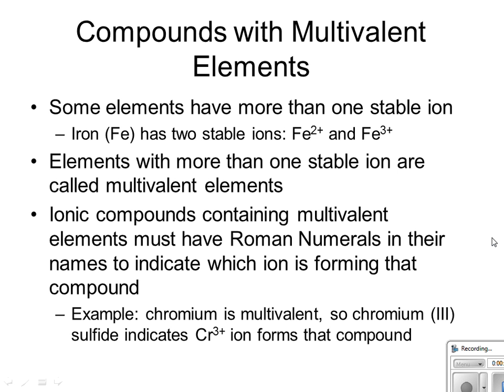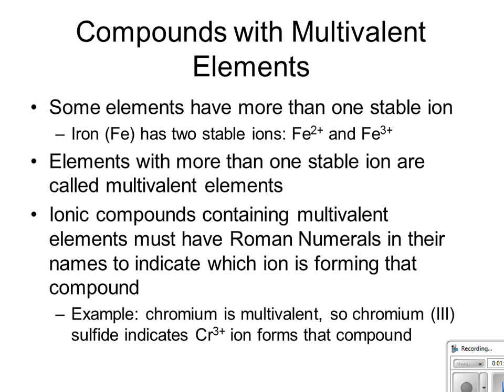So, compounds with multivalent elements. Some elements have more than one stable ion. Earlier we talked about isotopes and how some isotopes are not always in the most stable form. They can be radioactive, but some elements do have more than one stable ion. Iron, for example, which is the symbol Fe on the periodic table, has two stable ions. So you have Fe2+ and Fe3+.